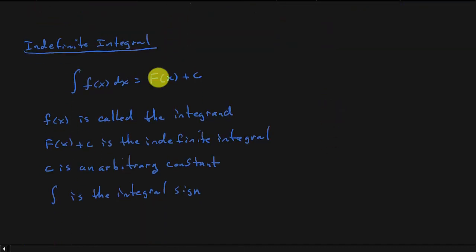All right, it says indefinite integral. So we've got the integral of f of x dx is equal to capital F of x plus c. f of x is called the integrand. Capital F of x plus c is the indefinite integral. C is an arbitrary constant, and this is your integral sign.